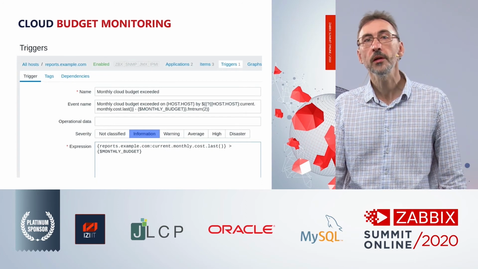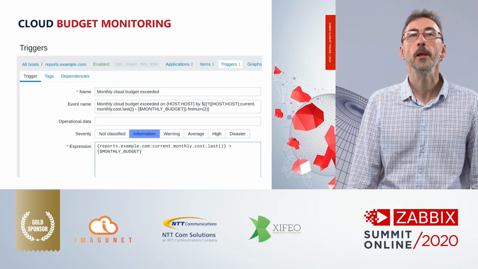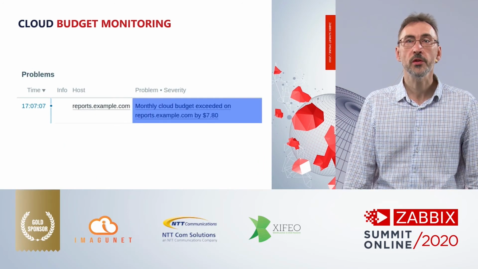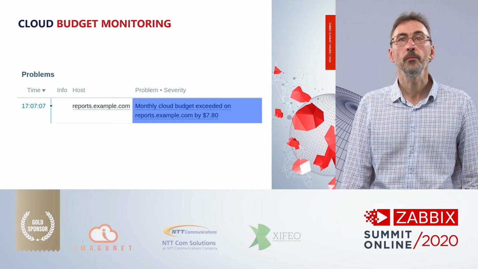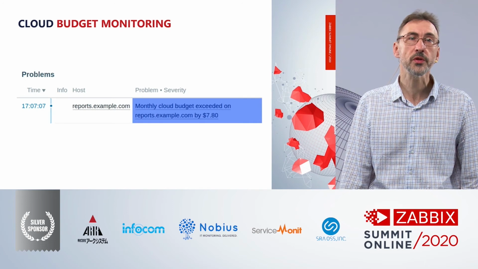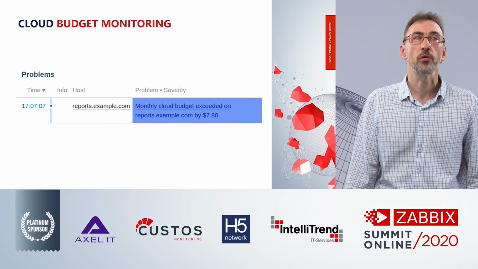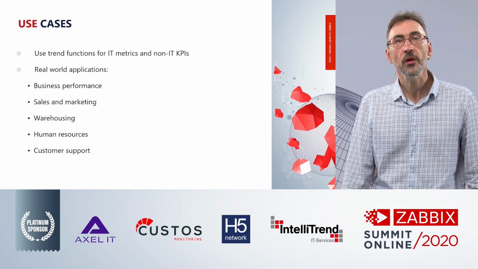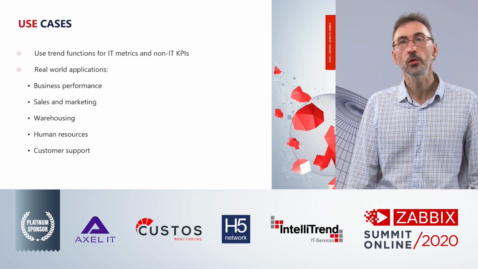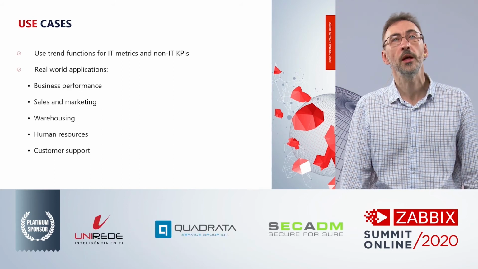When the trigger fires, you will see the following problem on the problem screen. A nice and clean message that contains all the information we need. We just looked at a couple of examples, but of course there are many more possible applications for the new functions. Generally, these functions can be applied not only to IT-related metrics, but also to many other real-world KPIs.